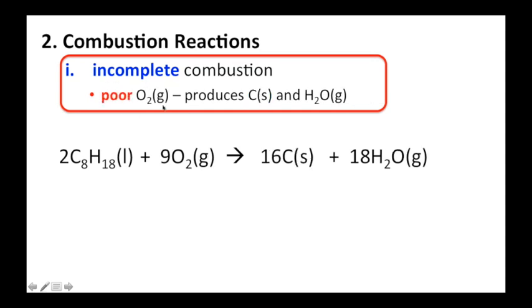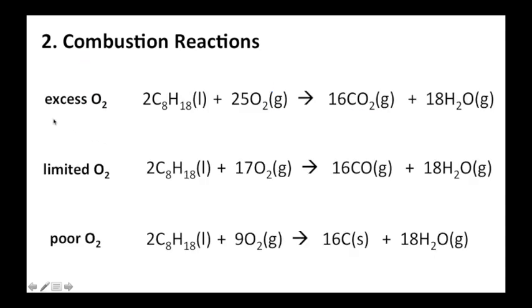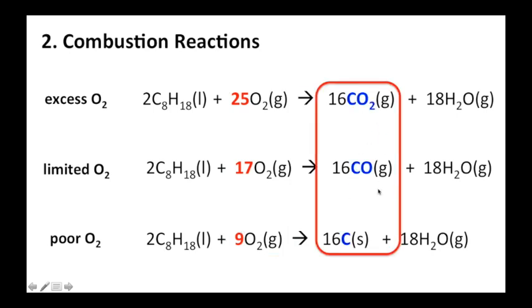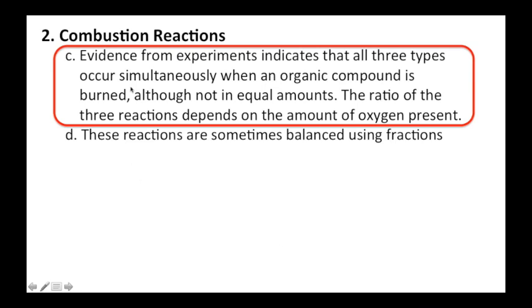And if I have really poor oxygen supply, I'll actually make my carbon, there's not even an O on there because I don't have enough oxygens. Okay, so when I have lots of oxygen, like 25 oxygens here versus 17 or 9, I make CO2, CO, or C. Now, evidence from experiments indicates that all 3 types occur simultaneously when an organic compound is burned, although not in equal amounts. The ratio of the 3 reactions depends on the amount of oxygen present.